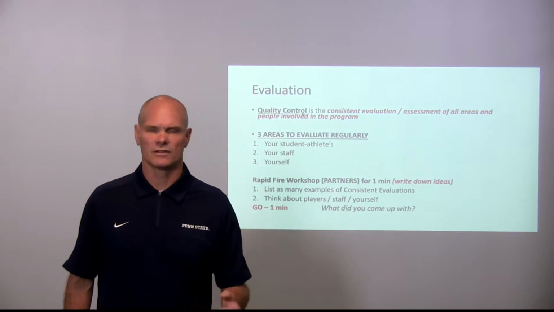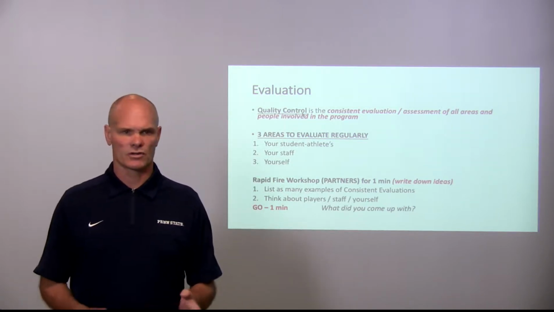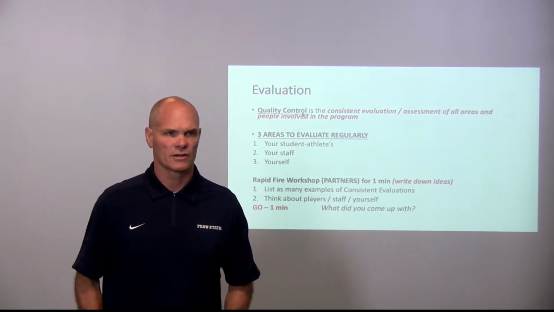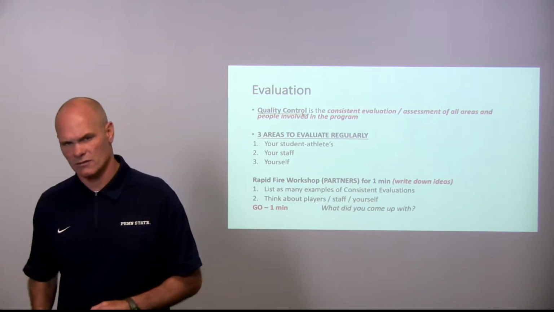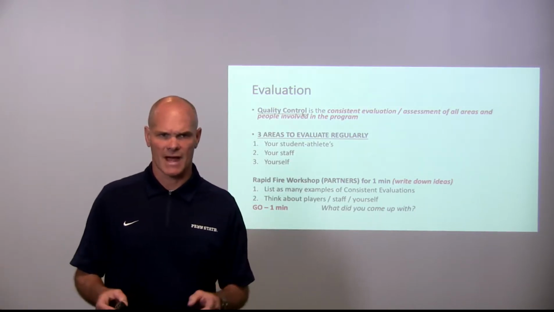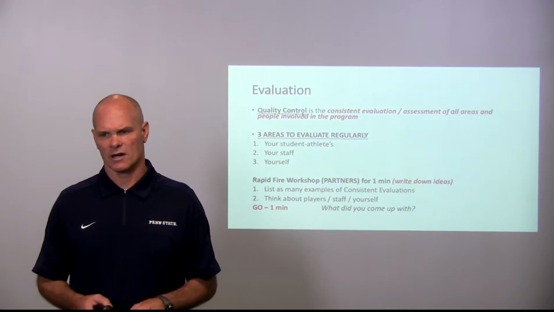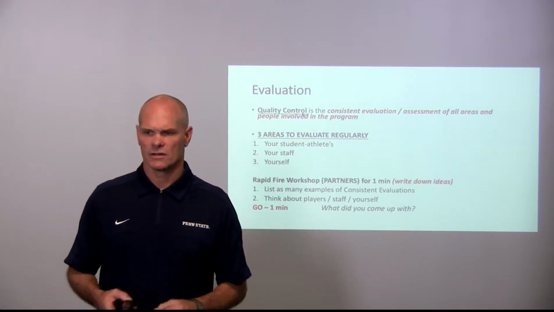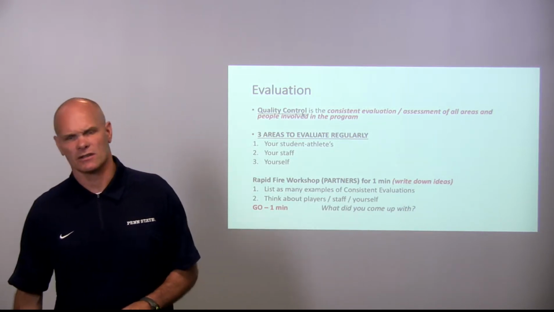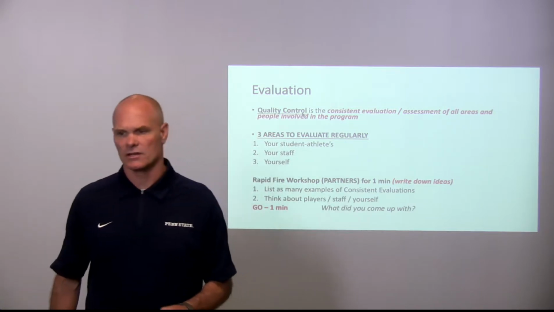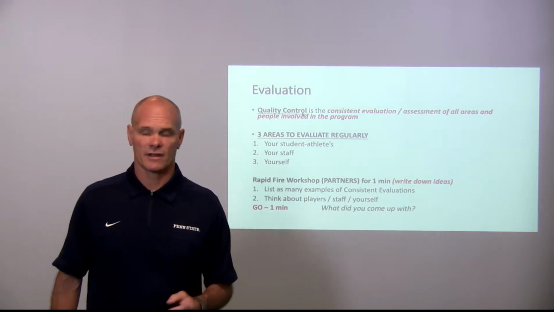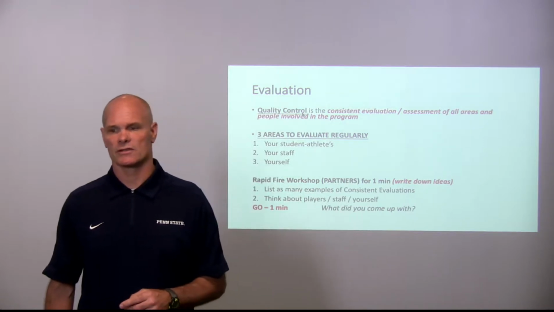First off, quality control is defined as a consistent evaluation or assessment of all areas and all the people involved in your organization. Again, what you're trying to do here is make sure that what you're trying to achieve is actually being achieved, and if not, where those weaknesses are and where you need to make improvements. So the three areas you need to consistently evaluate is your student athletes, of course, your staff, and then you've got to always remember to do yourself.